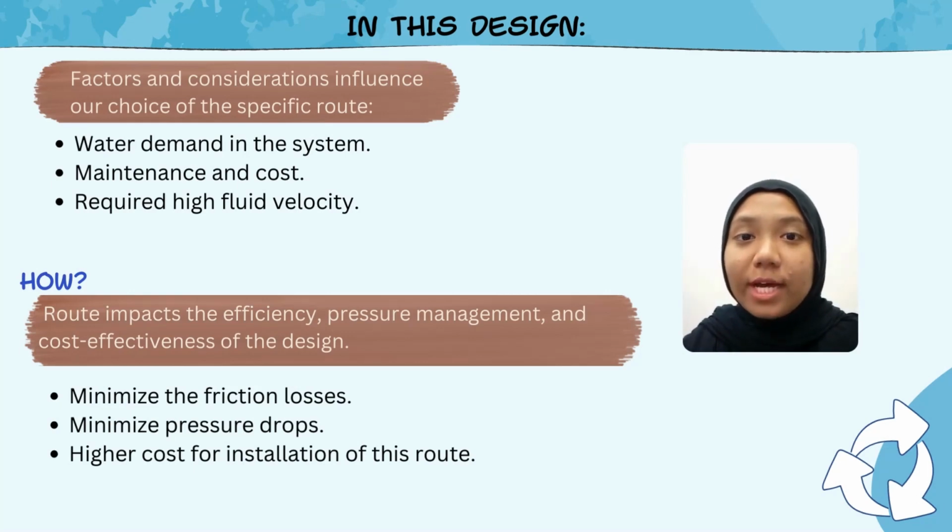Next is the required higher velocity. This is to ensure a large amount of water flows faster through the pipeline to supply the operation. And next is how the routes impact the efficiency, pressure management and cost effectiveness of the design. First, we minimized the friction losses and optimized flow distribution, which can ensure the water reaches all areas of the network and water flows faster through the pipe.